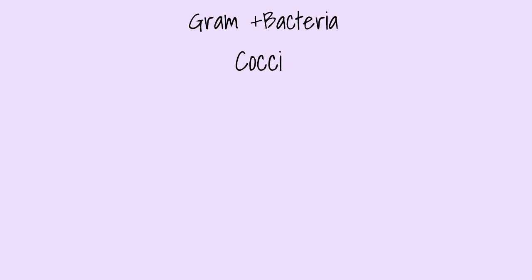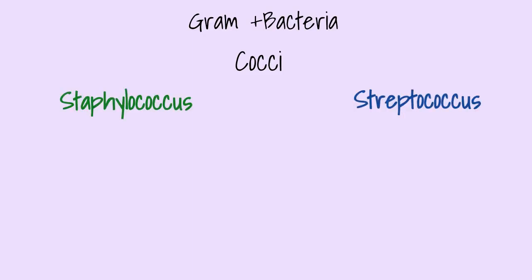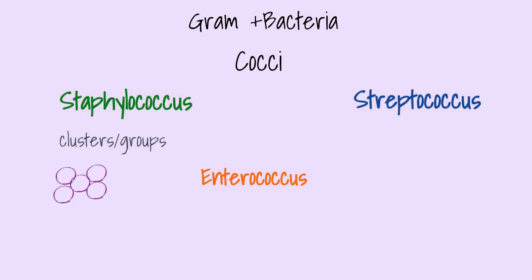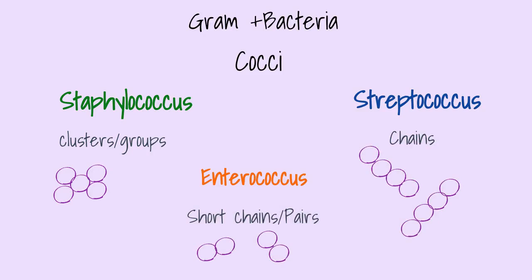Let's start with gram-positive cocci groups, Staphylococcus, Streptococcus, and Enterococcus. If the initial gram stain shows gram-positive bacteria in clusters or groups, the species is most likely Staphylococcus. Gram-positive cocci in chains are common in Streptococcus species, and short chains or pairs are seen in Enterococcus species.